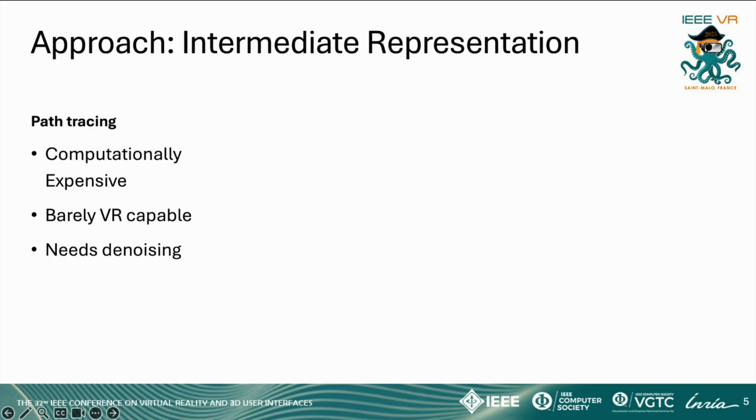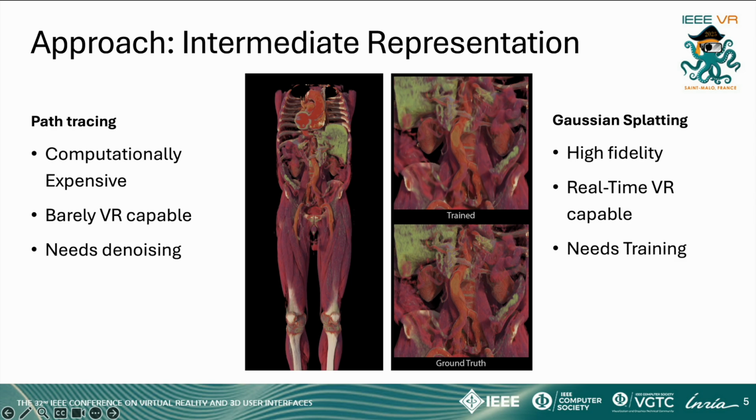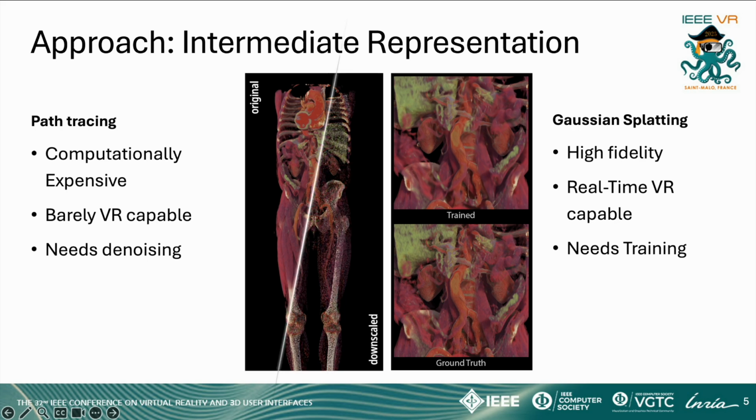This brings us to our approach. Instead of rendering in real time, we use path tracing as an offline process to generate a faster intermediate representation. We explore Gaussian splatting for this purpose. Gaussian splatting allows us to approximate anatomical structures using thousands of small ellipses, which are automatically placed during training. This representation maintains high fidelity while significantly improving rendering speed.